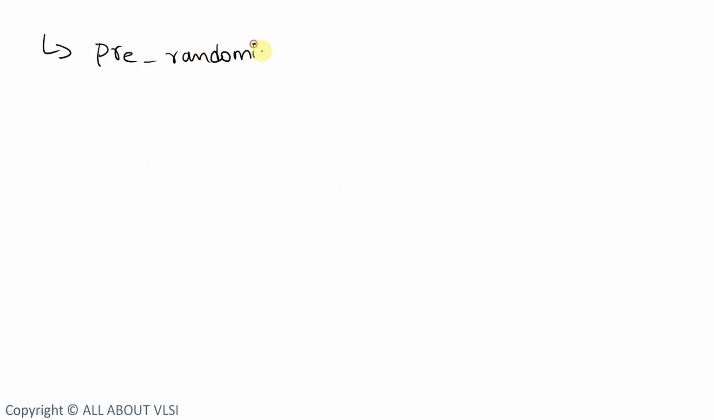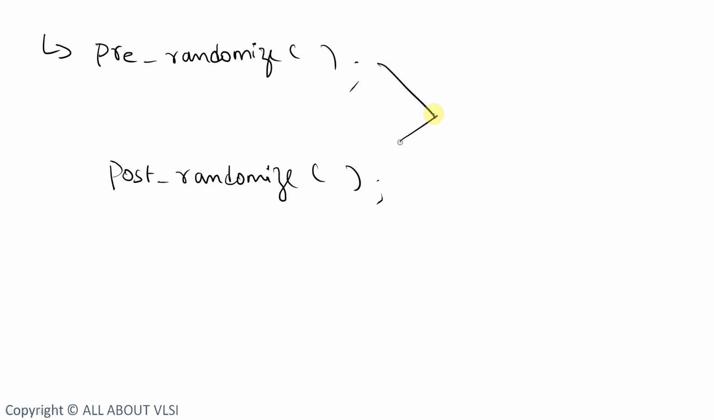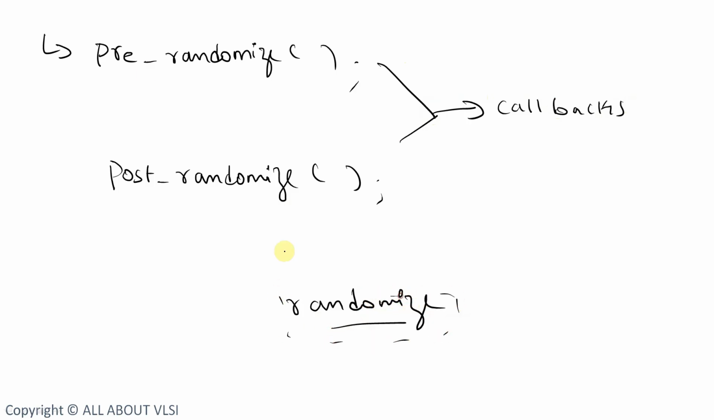two types of functions, known as pre-randomize and post-randomize, in SV. When we were discussing, we told you these two are built-in methods and they are nothing but our callbacks. So what was happening when we called the randomize method? Internally, this randomize method was calling the pre-randomize method as well as the post-randomize method.